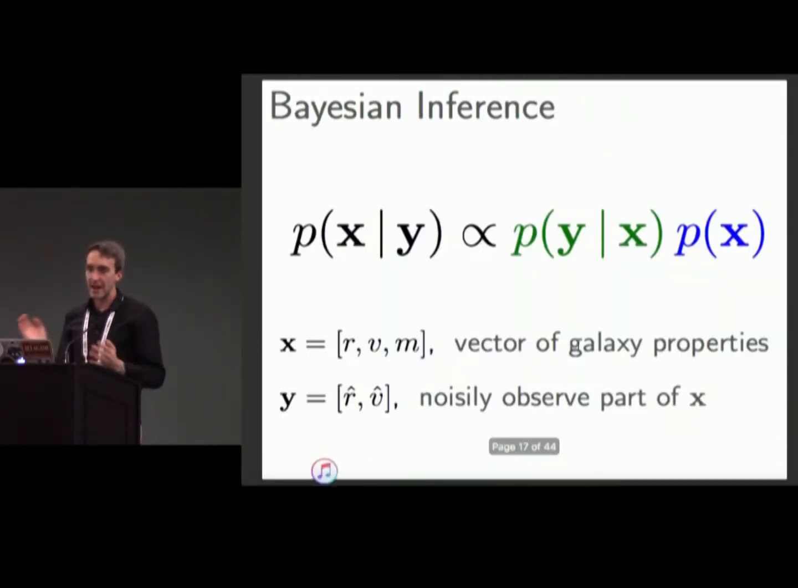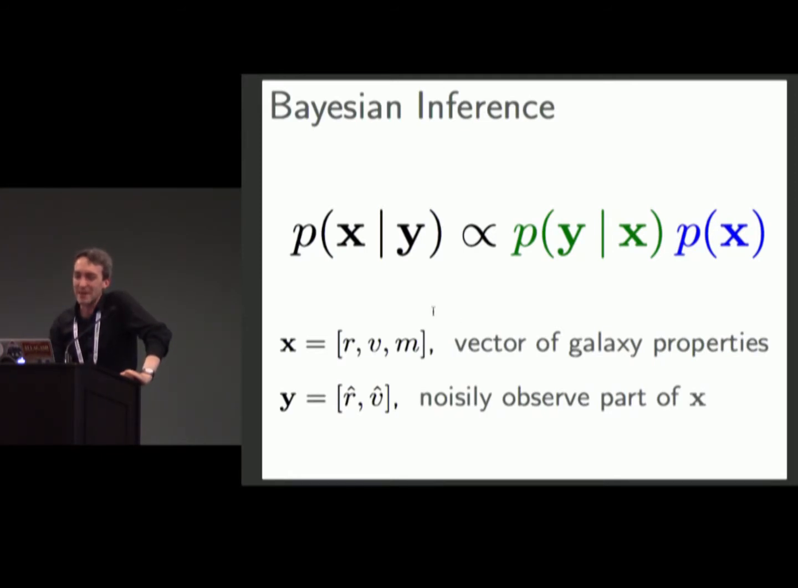So they're Bayesians, like all good people are. They wrote down Bayes' rule, and they said what we're doing is inferring a vector x, which is the properties of the Milky Way and its companions. This vector contains m, the mass of the Milky Way, and it contains the positions and velocities of these companions. And we're going to try and infer that from noisy observations of the positions and velocities of the companions. So we don't have any direct measurement of the mass.